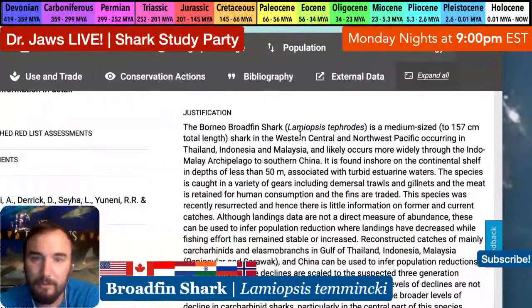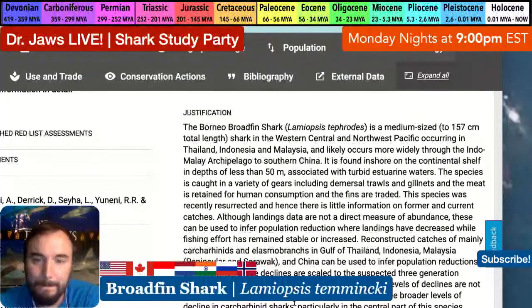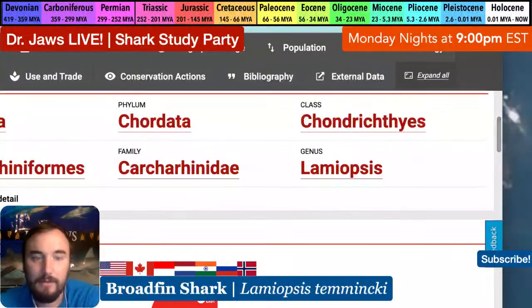And as a quick summary, it looks like it's probably the same information as the other Broadfin Shark. Yeah. So it's just population decline. It used to be prominent in this area. Now it's not. So it is an endangered species.